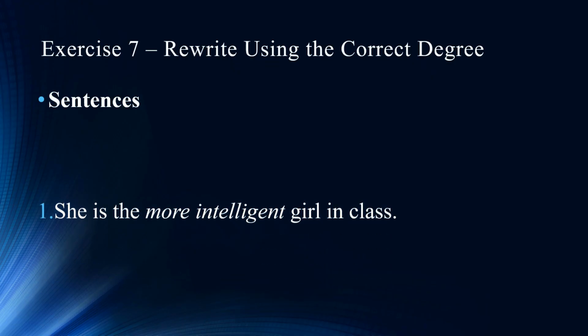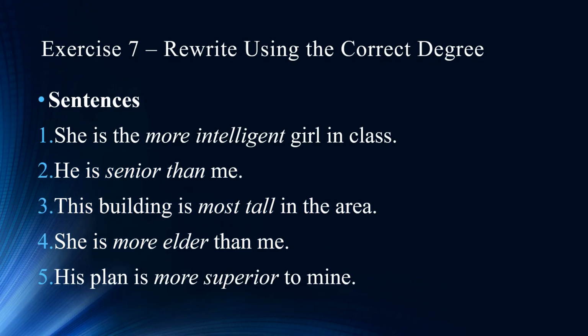Exercise number 7. Rewrite using the correct adjective. Number 1 sentence, she is the more intelligent girl in the class. So in the class, here there is she is the most intelligent. He is senior than me. He is senior to me. This building is most tall in the area. So we don't use most, tallest. She is more elder than me. She is elder to me. His plan is more superior to mine, so his plan is superior to mine.